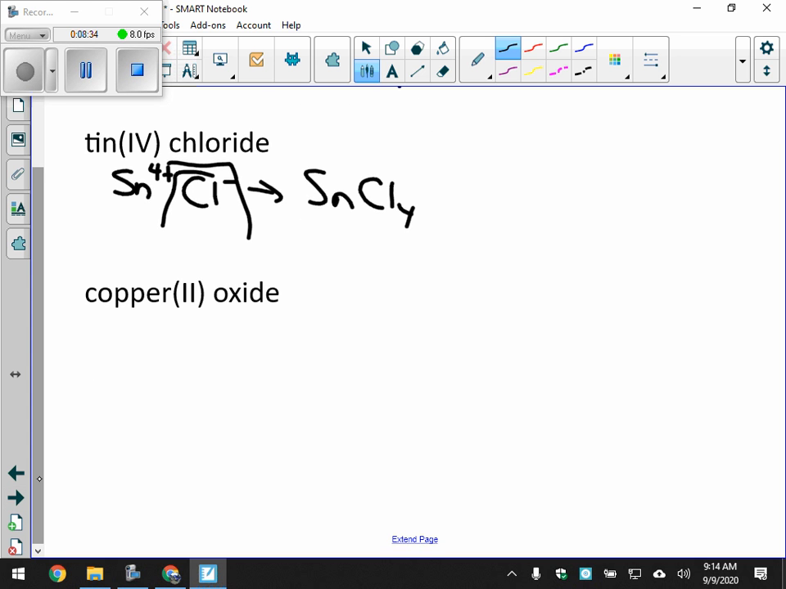Copper 2 oxide looks like that. Again, swap, drop, and reduce if you have to. So 2 plus 2 minus, so really 1 and 1. And so this would be copper 2 oxide, looks like that, okay? If this copper loses 2 again, and this oxygen gains 2, we just need this one to lose 2, this one gains 2, we're good. Okay, 1 and 1, good?